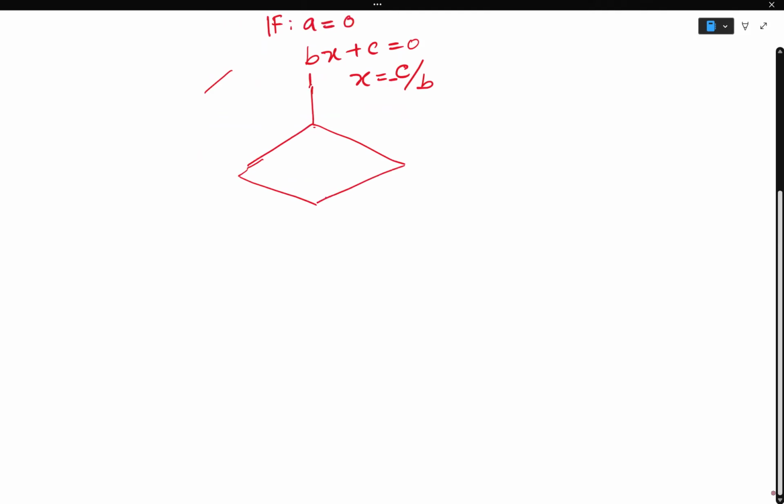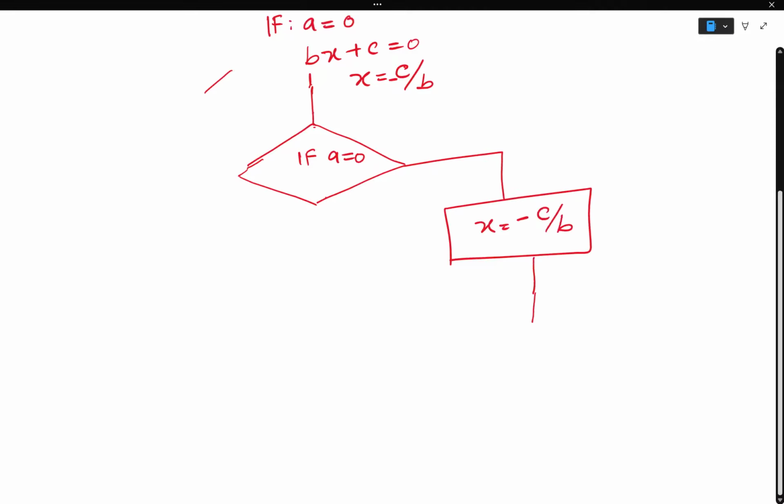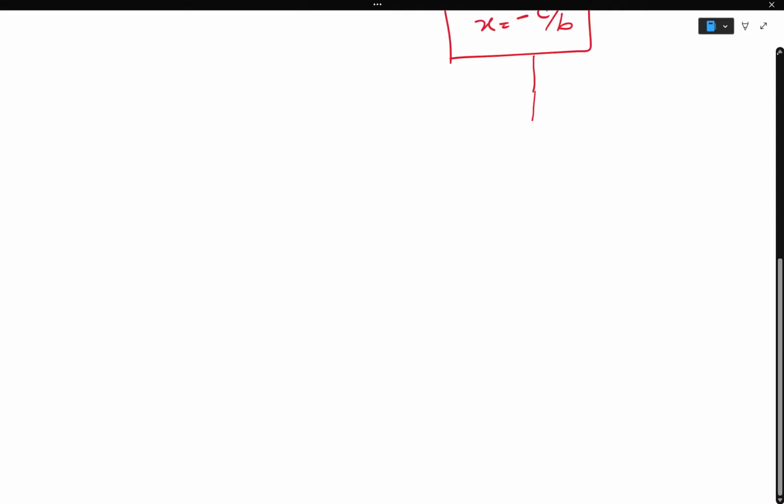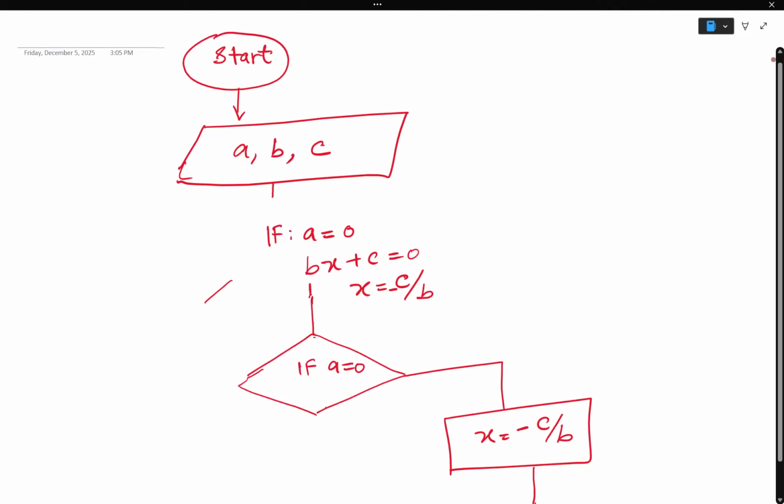So this is going to make a branch. If a is equal to 0, then the calculation would be x equals minus c by b, right? And then it will go to the end of the program. I will construct that one later. Okay. And if a is not equal to 0, this was for yes, and this is for no.